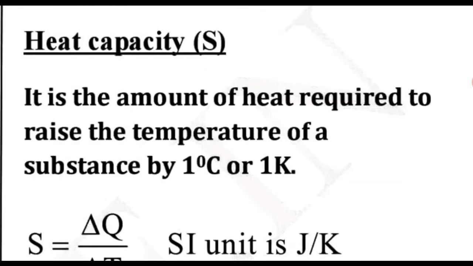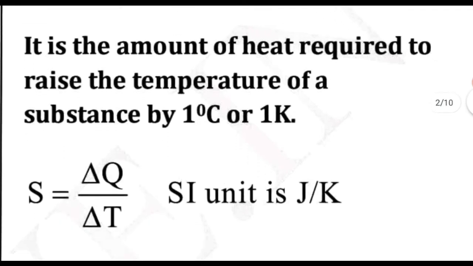The quantity heat capacity, represented by capital letter S, is the amount of heat required to raise the temperature of any substance by 1 degree Celsius or 1 Kelvin. So any mass of substance. Here it is not like 1 kilogram of substance. To raise the temperature of any mass of a substance through 1 degree Celsius or 1 Kelvin, that amount of heat is termed as heat capacity. So the expression for heat capacity is S is equal to delta Q by delta T. The SI unit of heat capacity is joule per Kelvin.